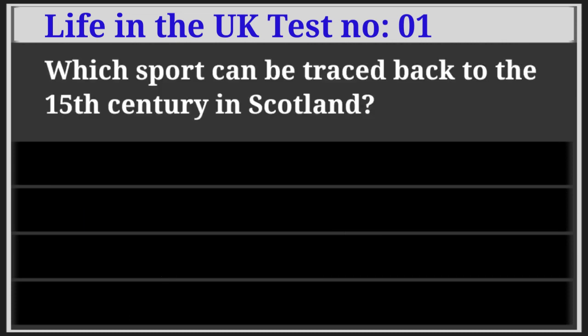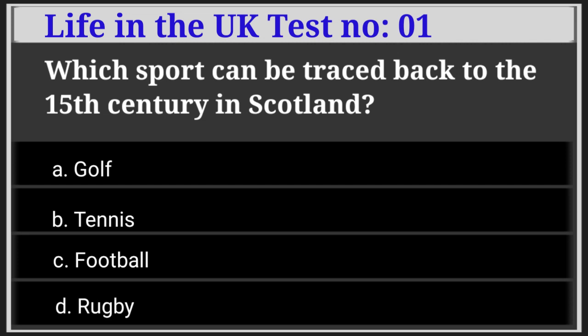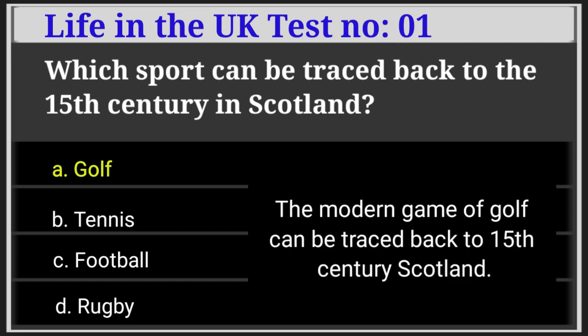Life in the UK test. Question 11 of 24. Which sport can be traced back to the 15th century in Scotland? A. Golf. B. Tennis. C. Football. D. Rugby. The correct answer is A. Golf. The modern game of golf can be traced back to 15th century Scotland.